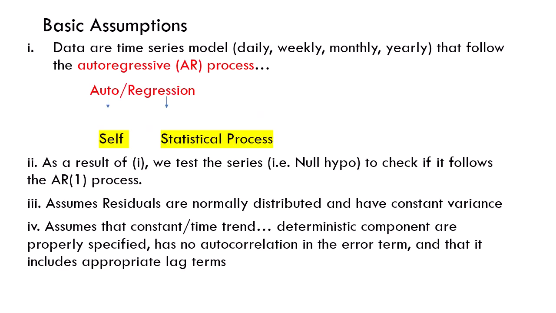So the basic assumption is that data are time series models. Once data are time series models, that means data is collected on a daily, weekly, monthly, or yearly basis. Then it follows a process. The process is called the auto-regressive process. Auto-regressive in the sense that auto is self, it estimates itself using the statistical process. That's the literal meaning.